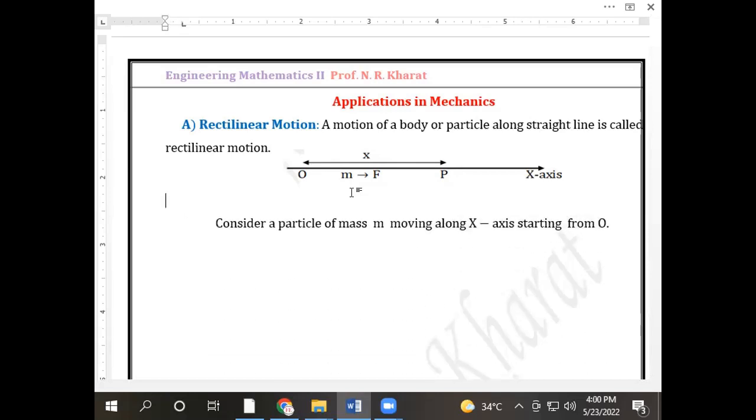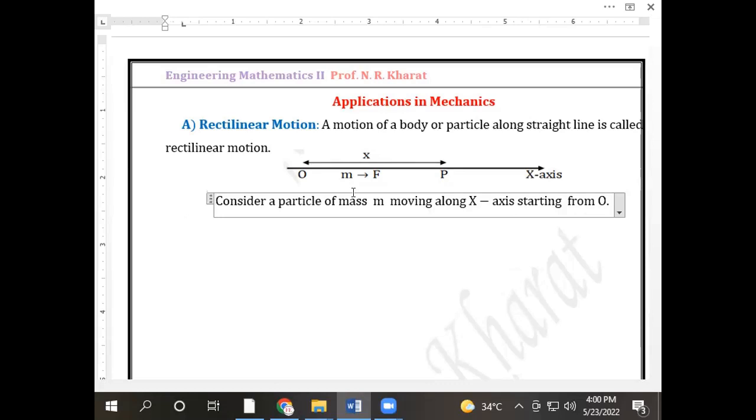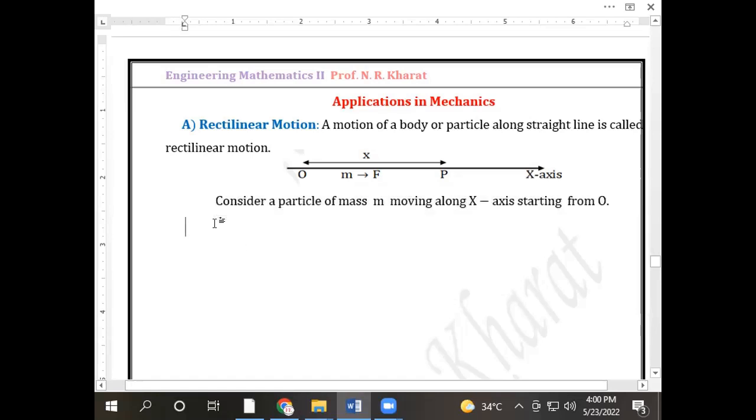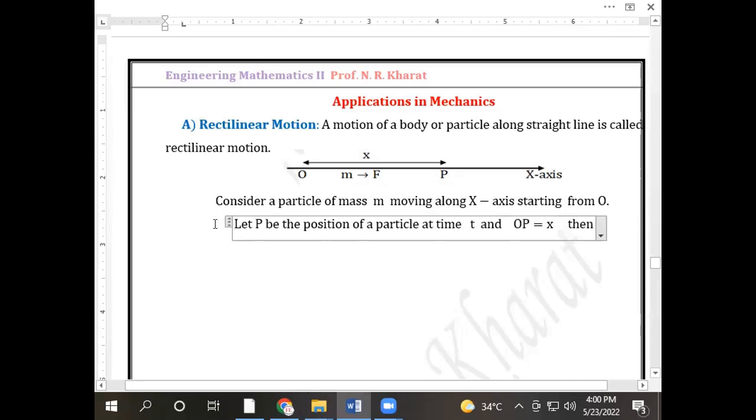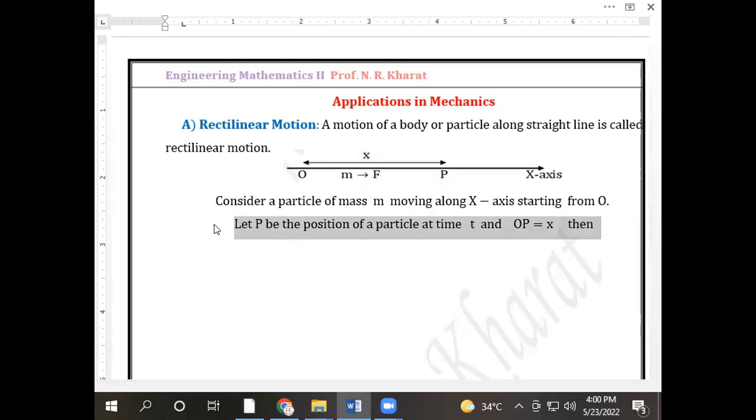So we say that the displacement of the particle is x. When we say that the particle of mass m is moving along the x-axis starting from point O, then the displacement of the particle is OP, and P is the position of the particle at time t, and the distance OP is x.